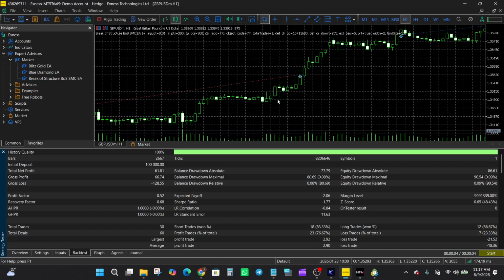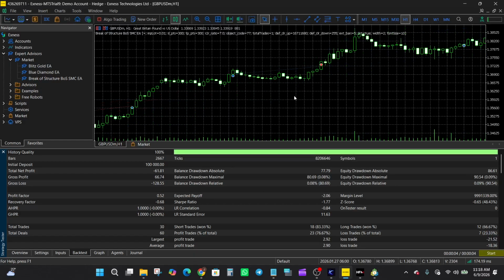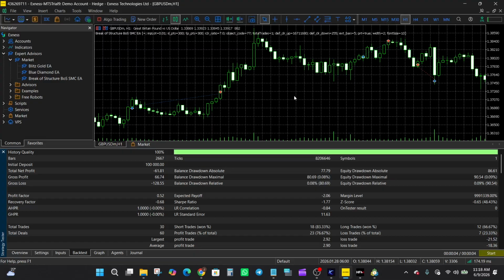Outcomes can vary depending on risk settings, lot size, broker execution, spread conditions, slippage, and how the EA is optimized by the user. So overall, the break of structure BoS SMC EA presents a simple concept-driven approach based on smart money concepts and structural price breaks. Now, before considering any live use, it's important to test and optimize it in your own environment to understand how it performs under different market conditions.